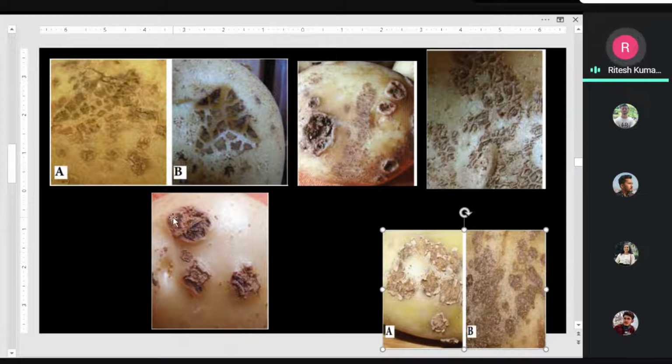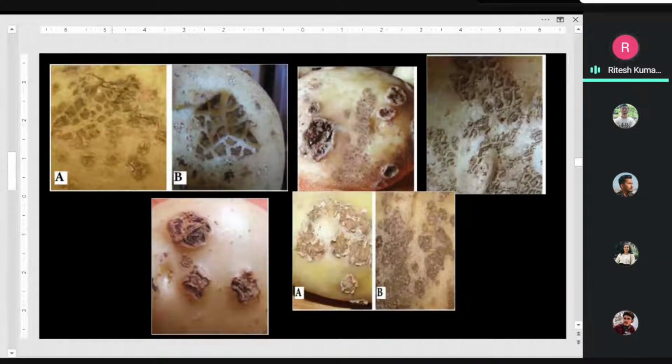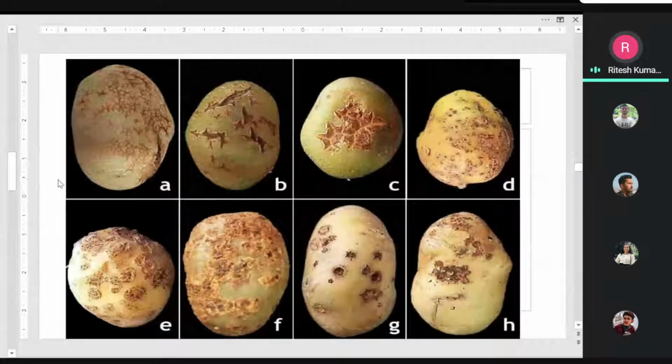They have slightly raised margins, and they are characterized by formation of corky tissues in this margin, but they are slightly depressed. So again, some more symptoms. So these all are scabs. So this is a variety of symptoms.